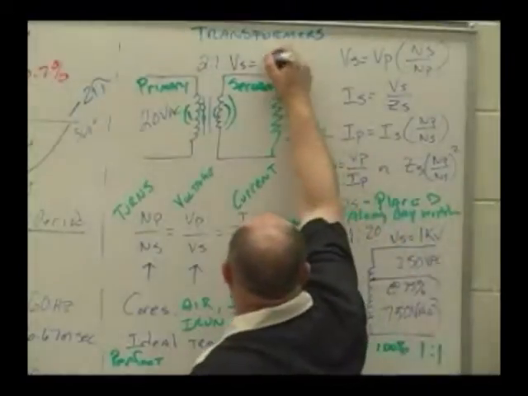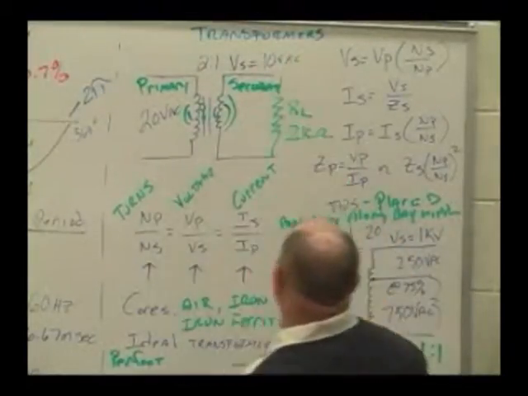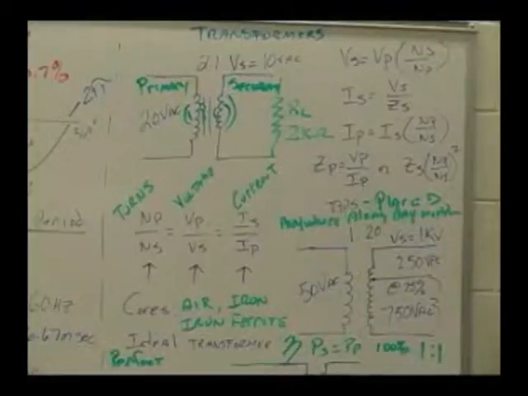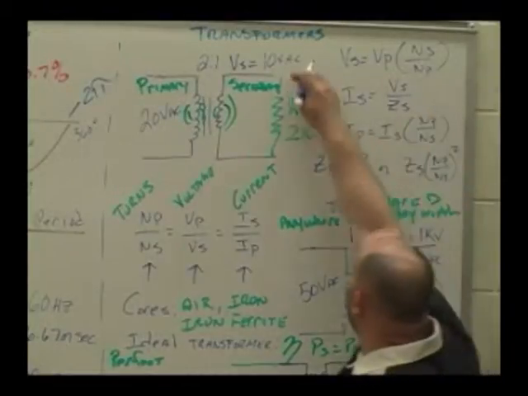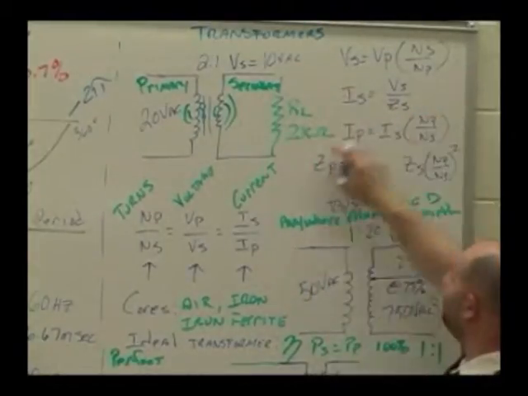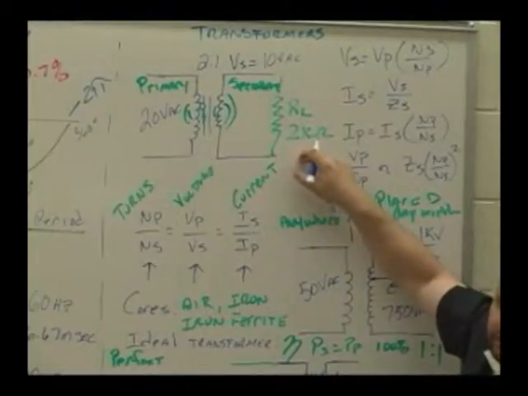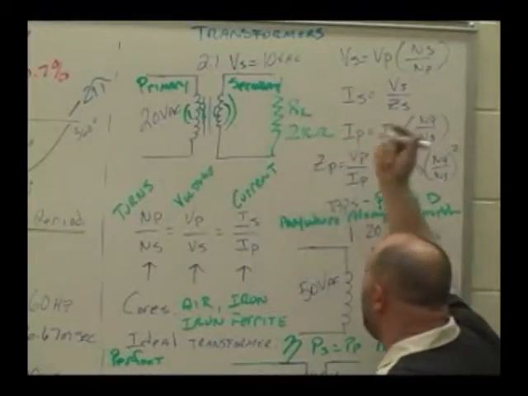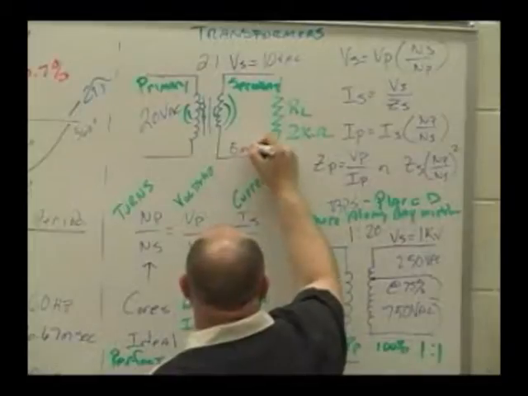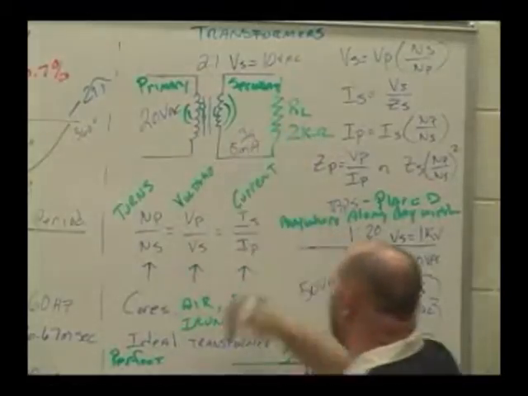10 volts. I need to find the secondary current. Well, we can use Ohm's law for that. We take the voltage of the secondary divided by the impedance of the secondary, which is actually this. So what's 10 divided by 2K? 5 milliamps. So that is the secondary current there.